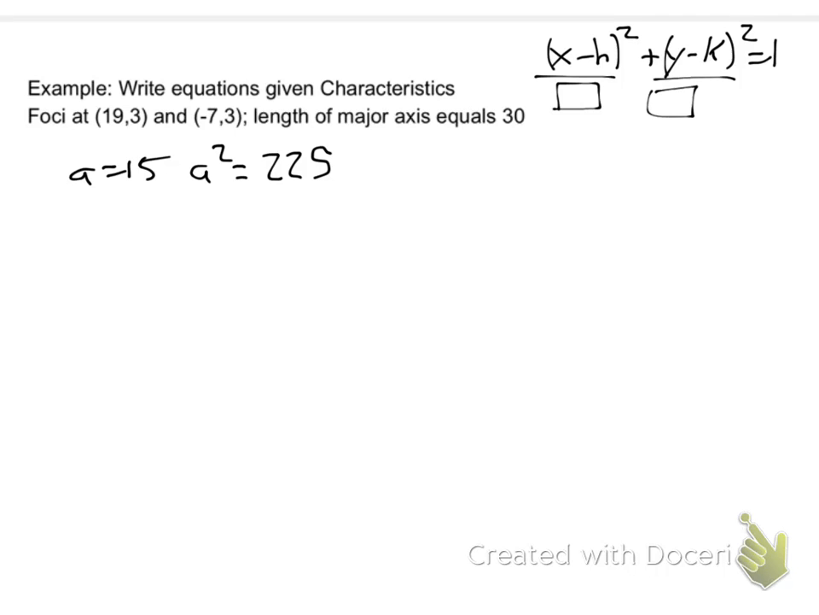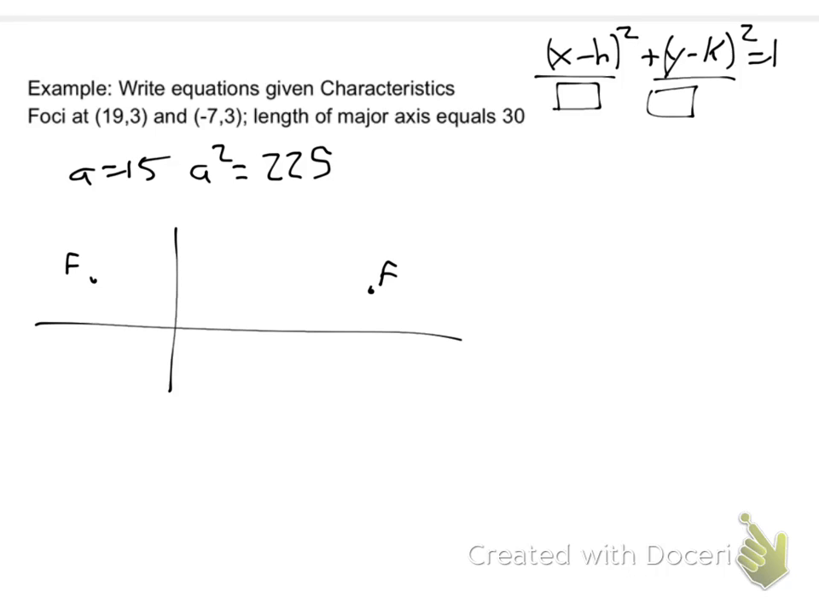That's awesome. So if I can find B squared, H and K, I'm done. So now I have to use some of my other information. Another piece of information is my foci. My foci say that they're going from 19.3 to negative 7.3. So guess what? Draw it out. Sketch it. Could I just draw a sketch and call this a focus? And this is my other focus. One's at 19.3. The other one's at negative 7.3.